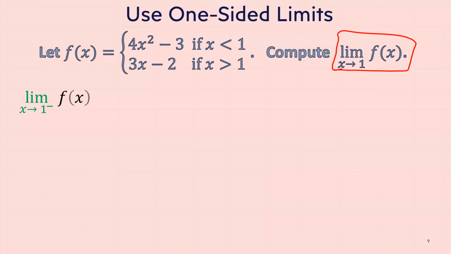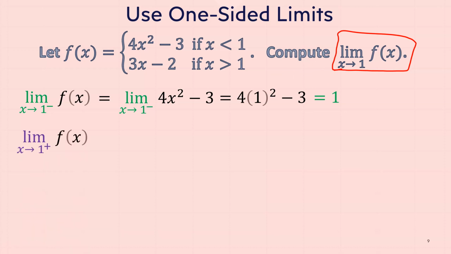So approaching 1 from the left, we're looking at the limit as x goes to 1 from the left of 4x squared minus 3. That's a continuous function, so we'll go ahead and do a direct substitution. And you will get the value of 1. Okay, now approaching from the right-hand side, the limit as x goes to 1 from the right. We're looking at the 3x minus 2 piece. When we plug in 1, we will have the value 1 as well.